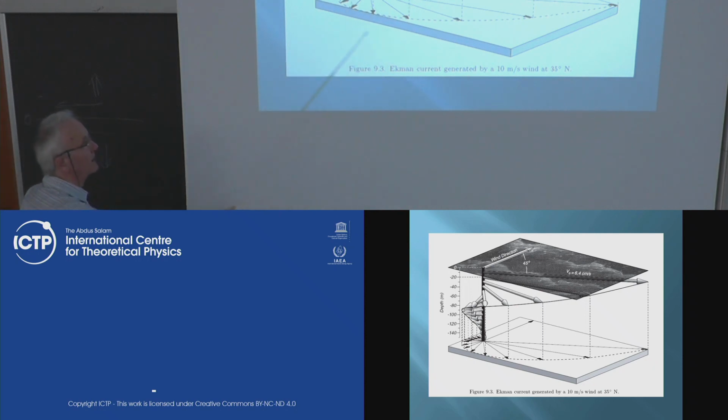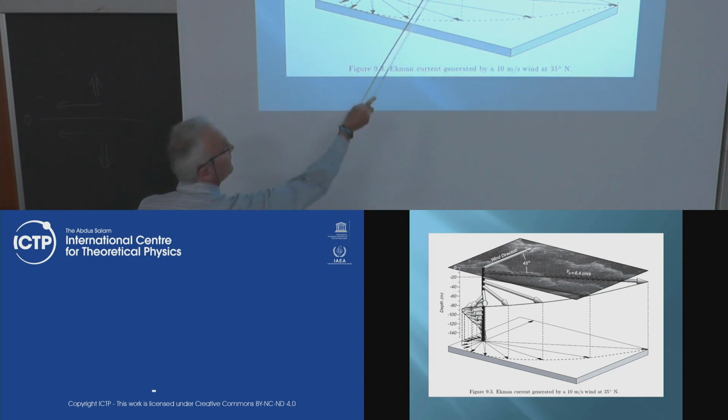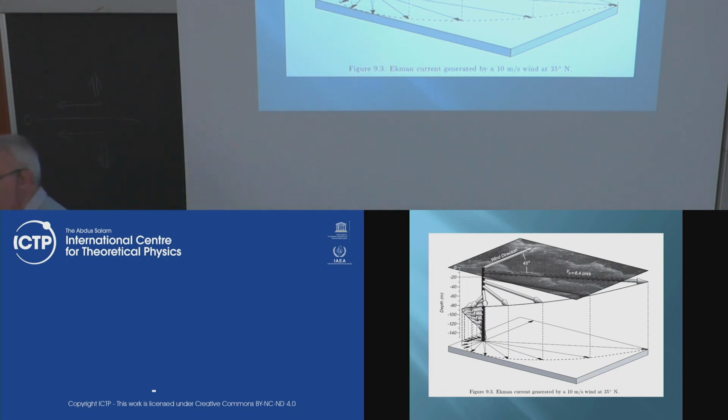And this is how it looks projected on the horizontal surface. At 35 degrees north for 10 meters per second, you can see that the surface flow is on the order of about 6 centimeters per second. But this is not the case only for the wind-induced current. Generally, in the ocean, the currents are 1 or 2 orders of magnitude smaller than the wind velocity.